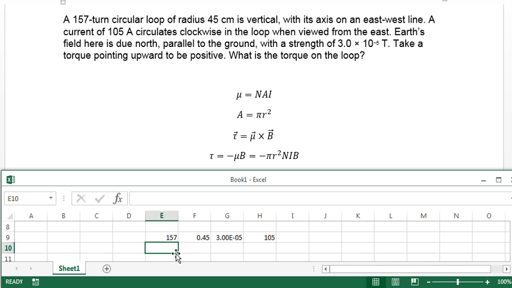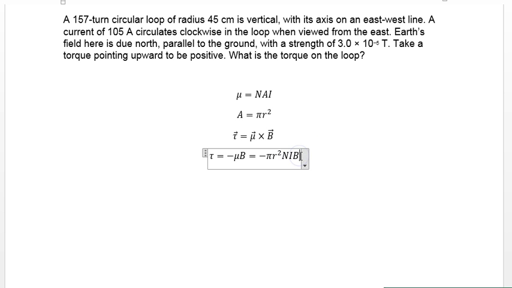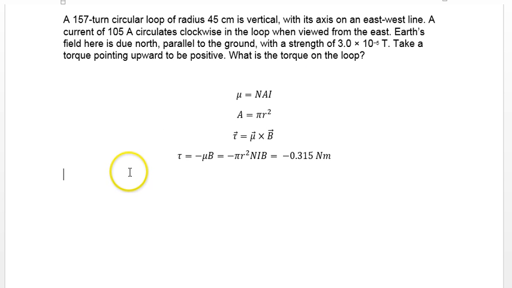That's a big current. All right, so we've got minus pi times r squared times N times I times B. So minus 3.15 times 10 to the minus 1, or minus 0.315, is the torque. Minus 0.315, and that's Newton meters. And that's it for this problem. Hopefully that was clear enough.